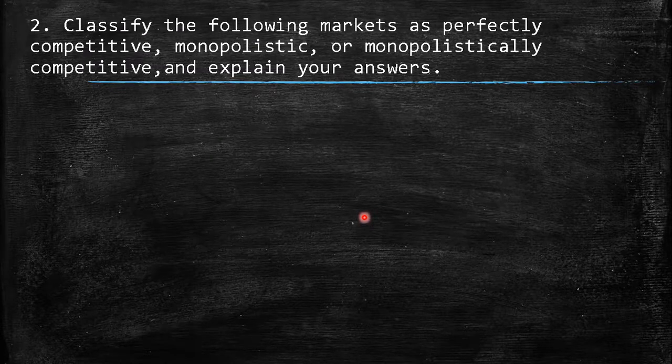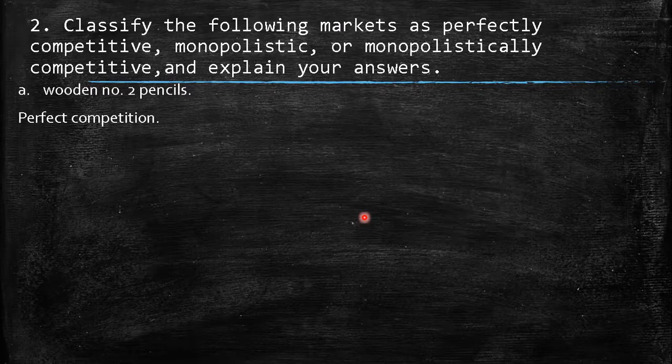Second, classify the following markets as perfectly competitive, monopolistic, or monopolistically competitive, and explain your answers. The first, wooden pencils. Number two pencils. Again, it depends on your arguments. I would say that it should maybe be monopolistic competition, because maybe you can find different colors, different qualities of wood, different prices, different sizes. If you say something like that, I would say that it's okay.